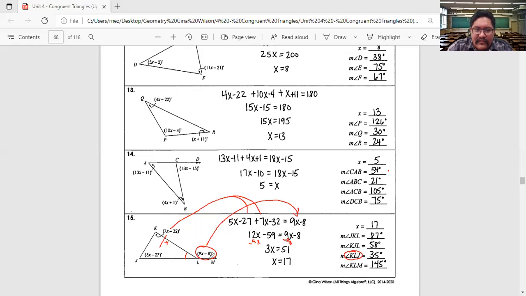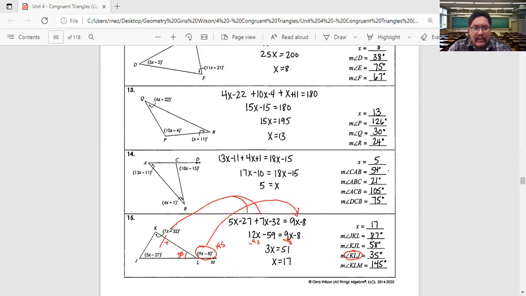Well, first off, you'd have to know what KLM is. So if we know that KLM is 145, these form a linear pair. There's actually two ways you could do this. So 145, subtract that from 180, and you will get 35. So 35 degrees is how much this would be.